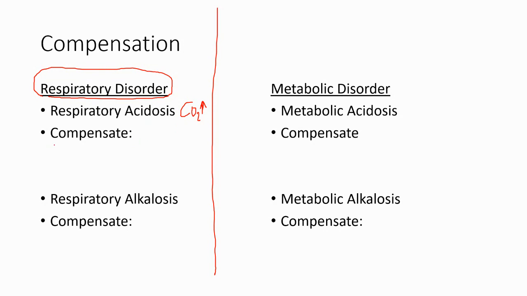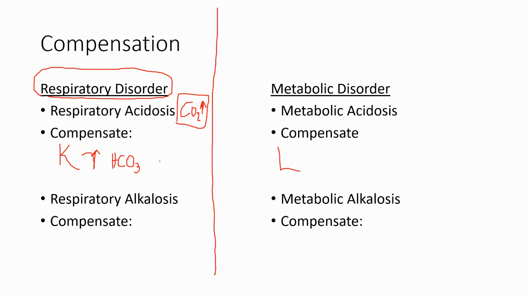How does the body compensate? Kidneys compensate for respiratory disorders, lungs compensate for metabolic disorders. How does the kidney compensate for respiratory acidosis? Well, think about it. There's too much acid in the blood, so how can the kidneys help? The kidneys can help by holding on to bicarb, holding on to a base. If we hold on to a base when somebody's acidotic, that's going to even the pH.